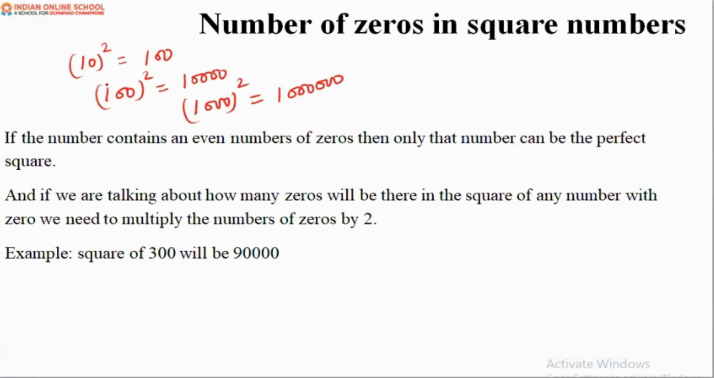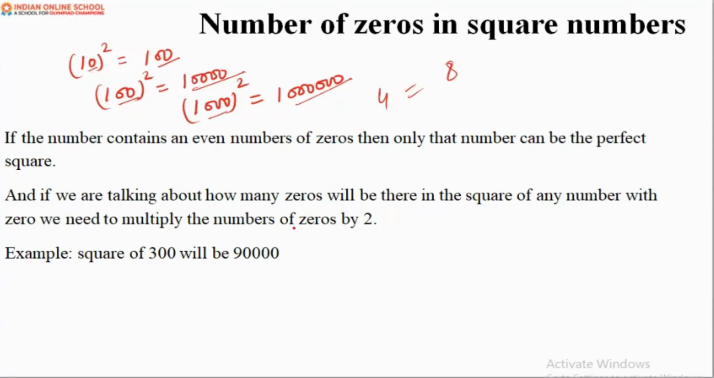Ma'am, here in 10 square, 100 is there, and in the second one, 10,000 is there. So in everything, two zeros keep increasing. That we can say, but how are we going to sum up this thing? So we will say if a number ends with 1 zero, then the square will end with twice the number of zeros. If 1 zero is there, then the square will end with 2 zeros. If 2 zeros are there, then the square will end with 4 zeros. If 3 zeros are there, then it will end with 6 zeros. If 4 zeros are there, then it will end with 8 zeros. Got it? Every time we are making the number of zeros twice.